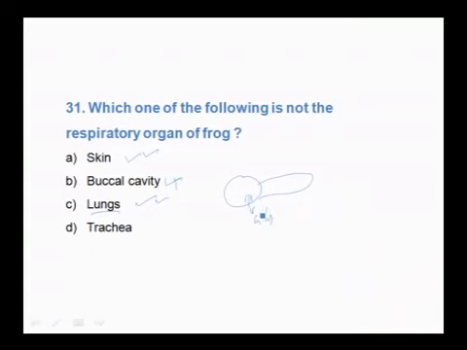Gills are the respiratory organs in larval stage. In adults, mainly the lungs are the respiratory organs but not the trachea. Trachea are the respiratory organs of most of the arthropods, not the frog. So the wrong answer is option D, which is not the respiratory organ. So the correct answer for this question is option D.